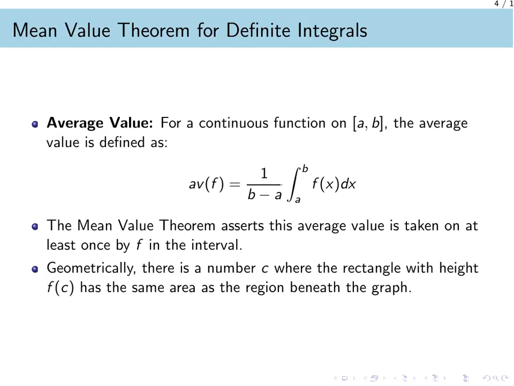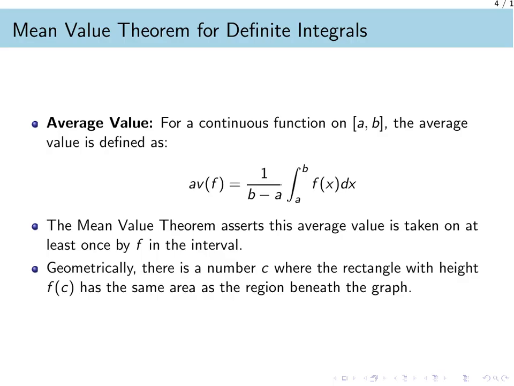Let us define the concept of average value for a continuous function over a closed interval from a to b. The average value is calculated by taking the definite integral of the function over the interval and dividing it by the width of that interval, which is b minus a. The mean value theorem for definite integrals asserts that for any continuous function there exists at least one point in the interval where the function effectively equals this calculated average.